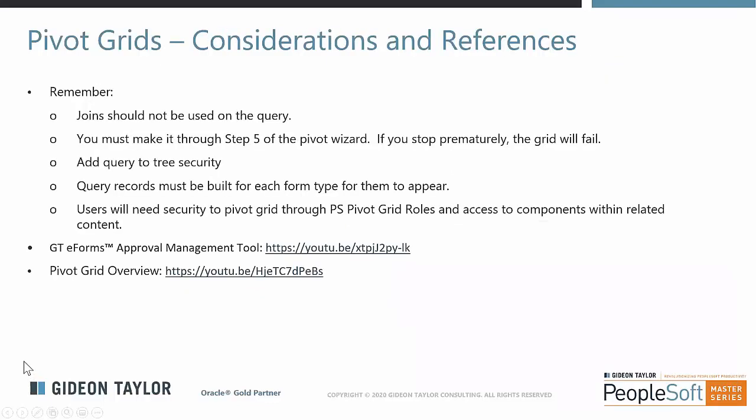And then finally, some considerations and references, just some quick tips. Joins should not be used on the queries. When using the pivot grid wizard, it's really important that you walk through all 5 steps of that and not stop it prematurely. It does tend to fail on the grid. Once you've added your new security, make sure that's on the tree security. If using GTE forms, make sure you have your query records built for each form type. And finally, users will need security to pivot grids through the PeopleSoft pivot grid roles.